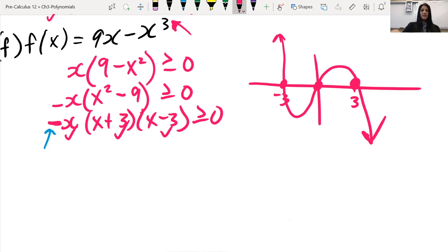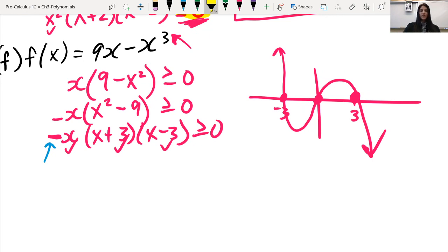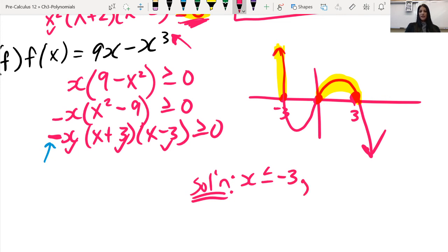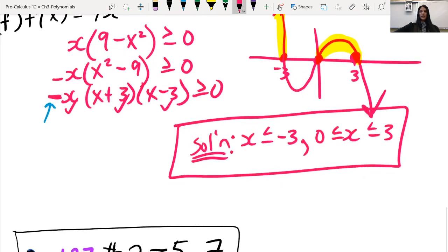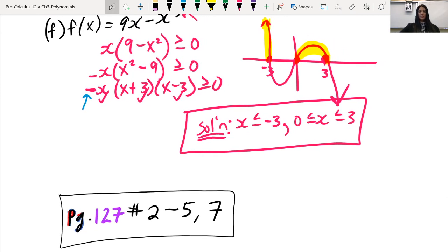And then it's asking me where these values are greater than or equal to 0. So again, there it's greater than or equal to 0, and here it's greater than or equal to 0. And that's about it. So how do I actually give this solution as an answer? The solution would be when x is less than or equal to negative 3. And here it's in between 0 and 3, so x is greater than or equal to 0 and less than or equal to 3. And that would be my answer for that one.